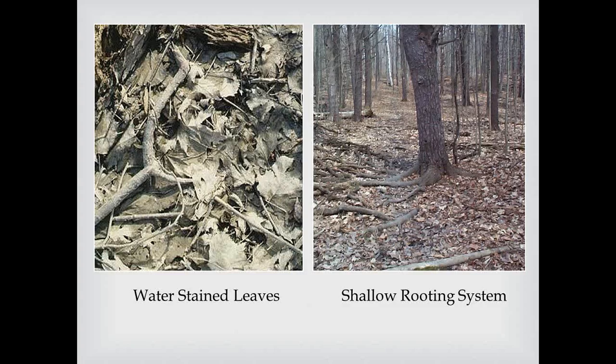And water stained leaves and shallow rooting systems. The former is evidence of flooding, and the other one is evidence that, if it's close to bedrock, you'll see this, but oftentimes you'll see this in wetlands as well. And tree tip overs are another indicator of shallow rooting system and something you see quite frequently in wet forest lands.